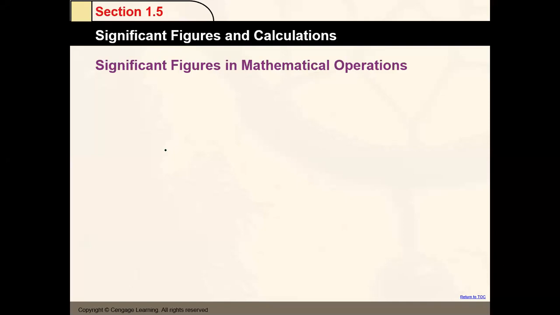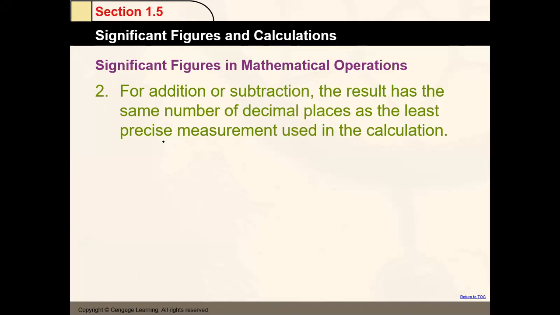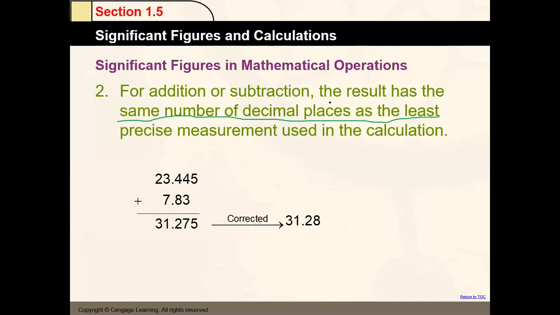Okay. So what happens with addition and subtraction? Well, in case of addition and subtraction, we keep the same number of decimal places as the least precise measured number, right? So in this case, I'm adding something that has 3 decimal places with something that has 2 decimal places. If you're adding those 2 numbers, then you have to write your answer as only something that has 2 decimal places. So here it's not about sig figs, it's about number of decimal places.